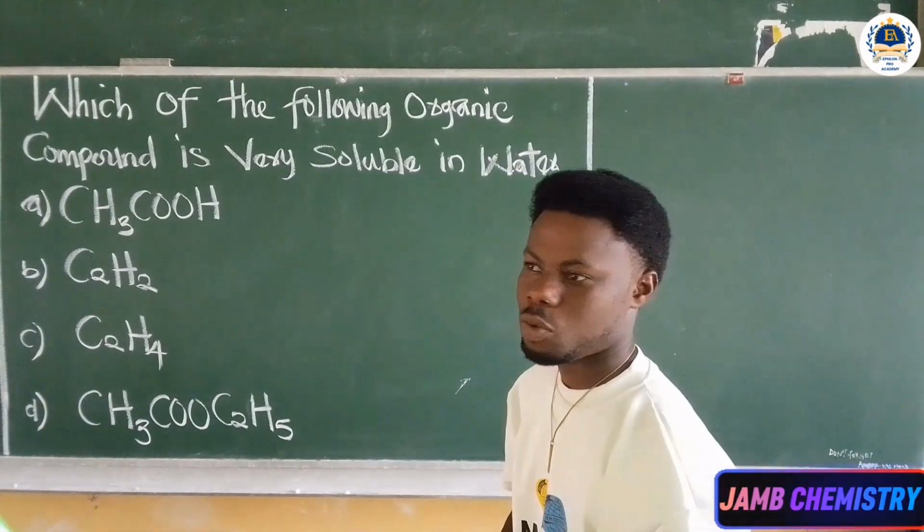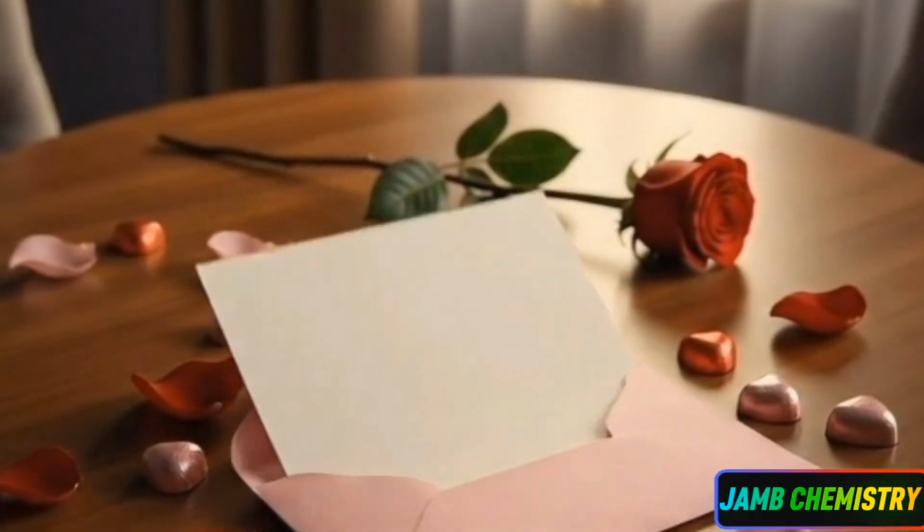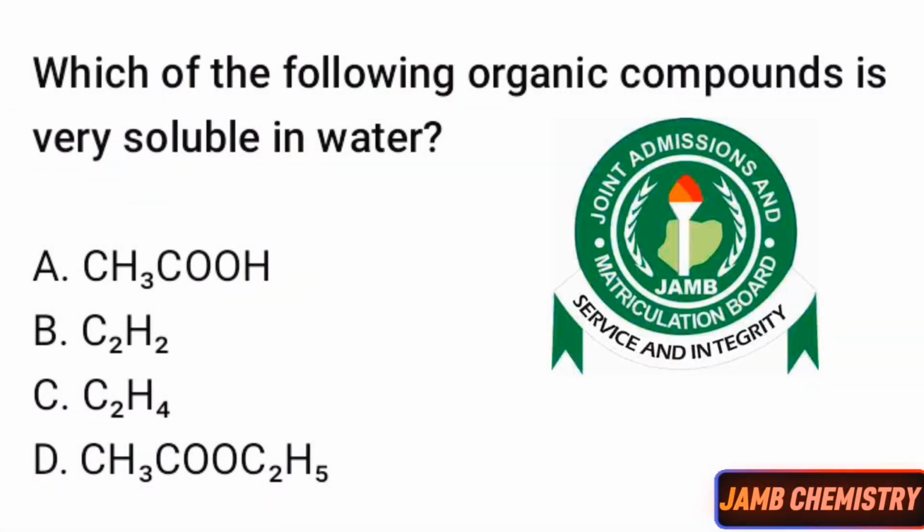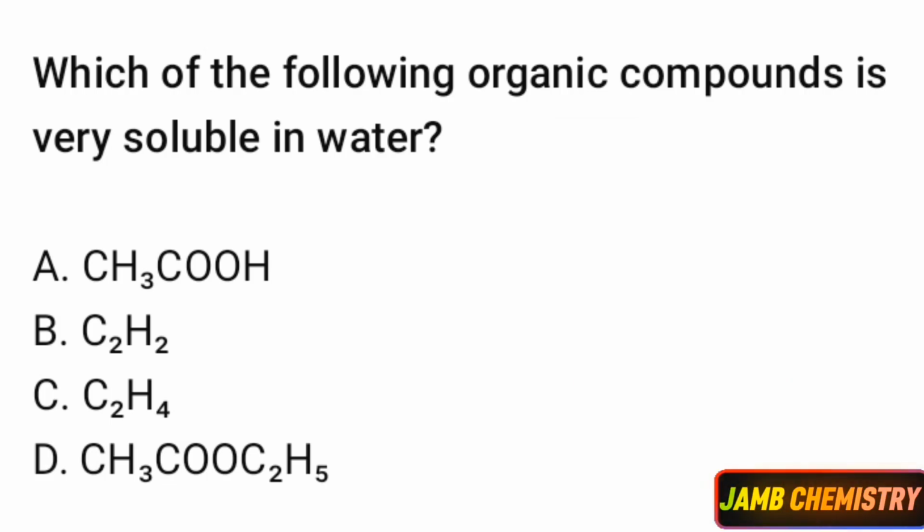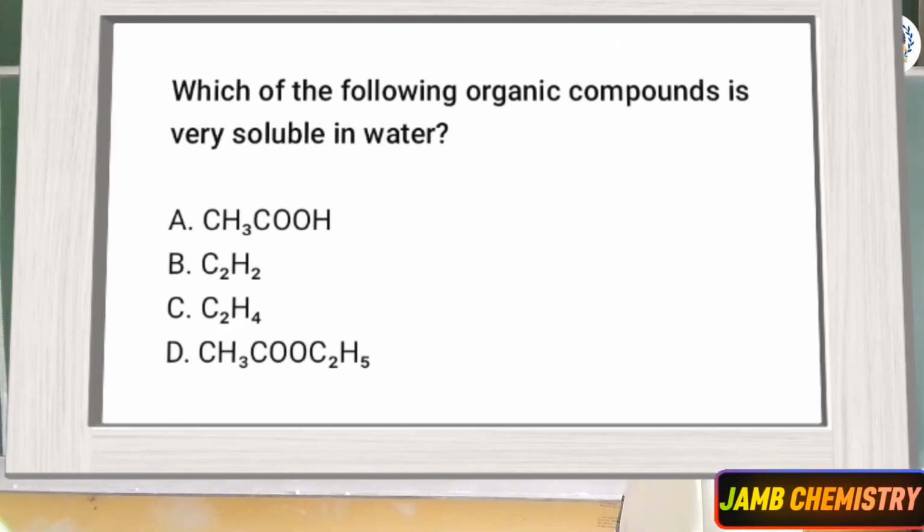Let's consider the first question under chemistry. Which of the following organic compounds is very soluble in water? Option A, ethanoic acid. Option B, ethyne. Option C, ethene. And option D, ethyl ethanoate.